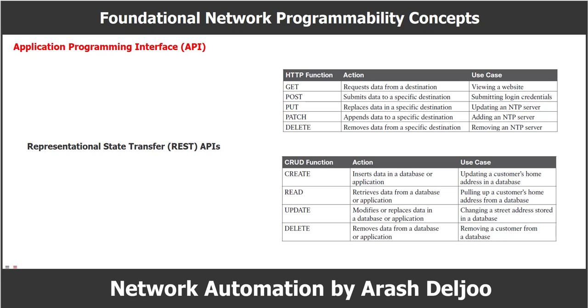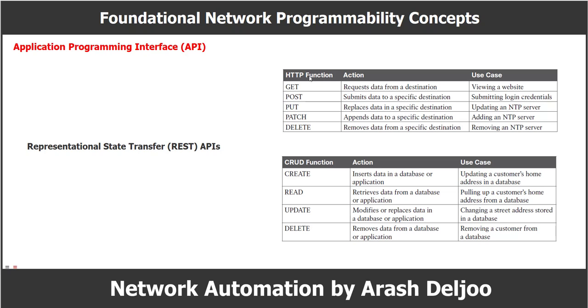RESTful APIs use HTTP methods to gather and manipulate data. Because there is a defined structure for how HTTP works, it offers a consistent way to interact with APIs from multiple vendors. REST uses different HTTP functions to interact with the data. This top table lists some of the most common HTTP functions and their associated use cases. Let me review them.